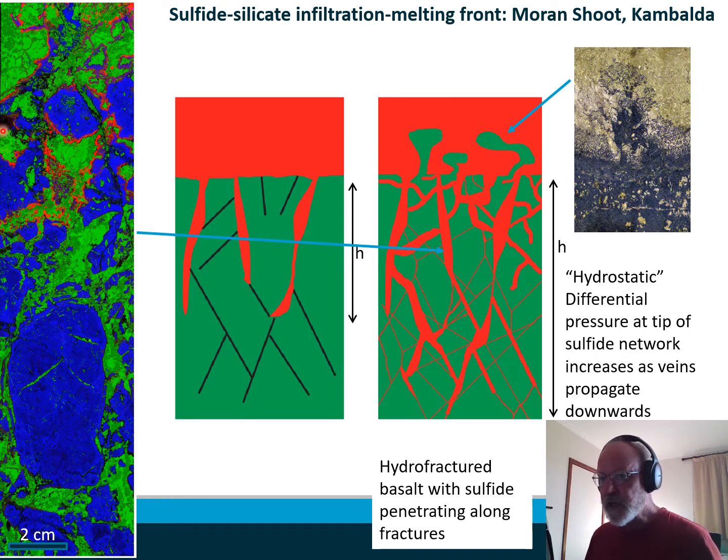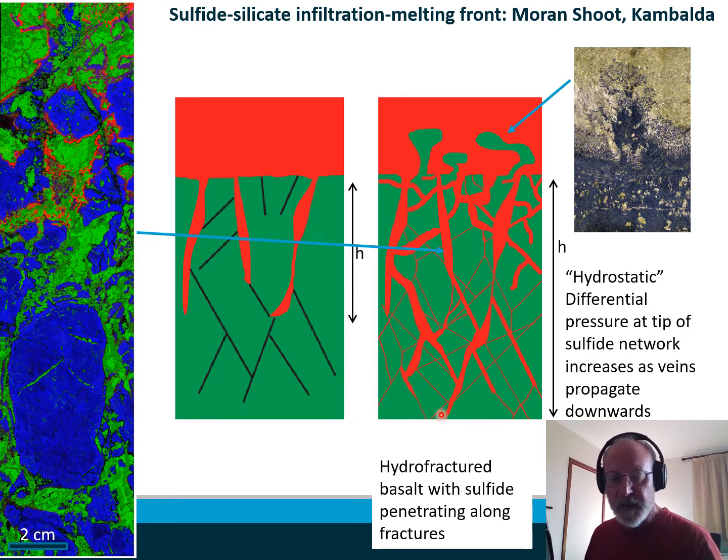And we'll see that this kind of texture actually turns up in quite a few different places at different scales, depending on pretty much what the identity of the footwall rock is. And again, there's a feedback mechanism operating here, because the further the sulfide penetrates down into the basalt, the greater the differential pressure is at the tip of these little fractures.